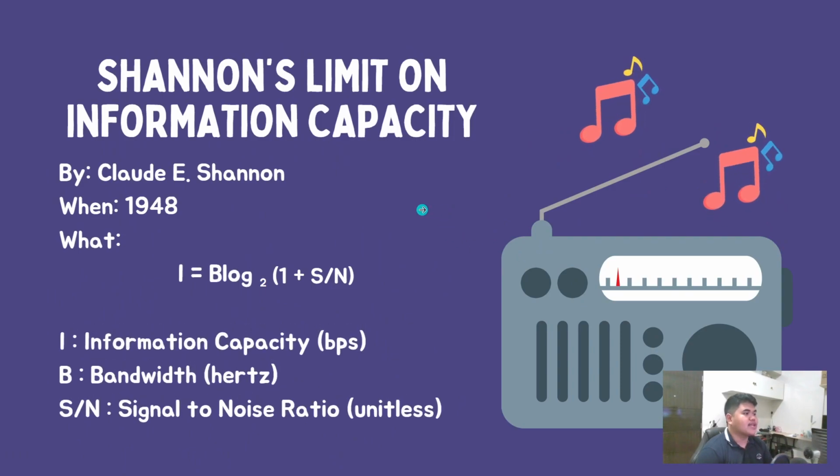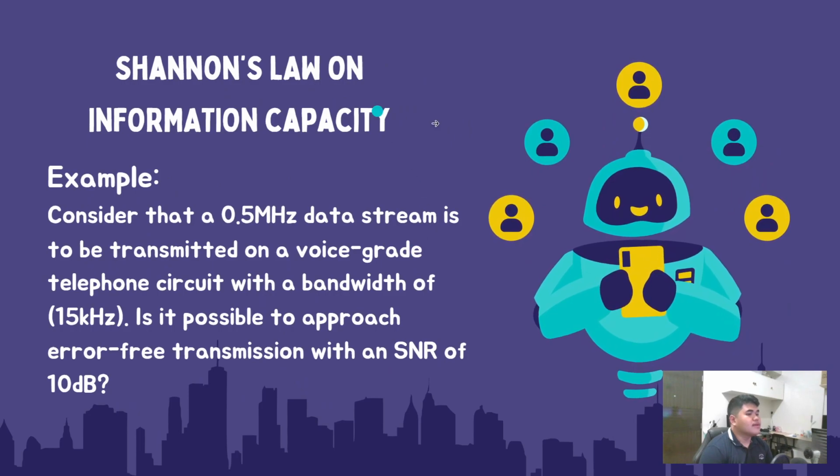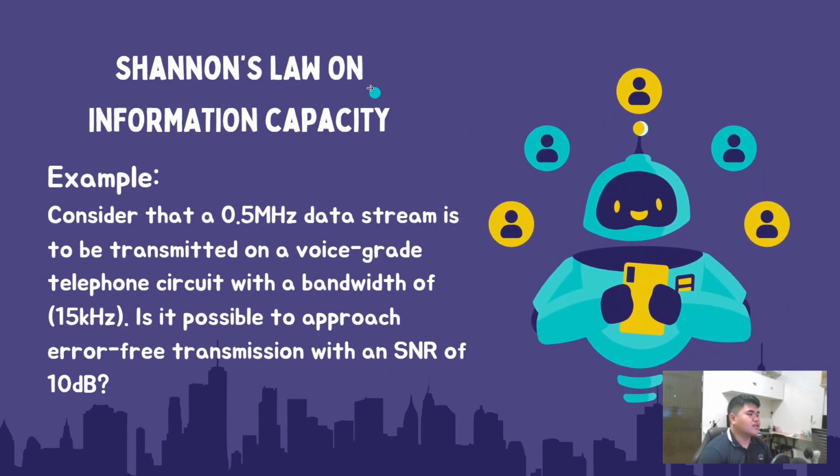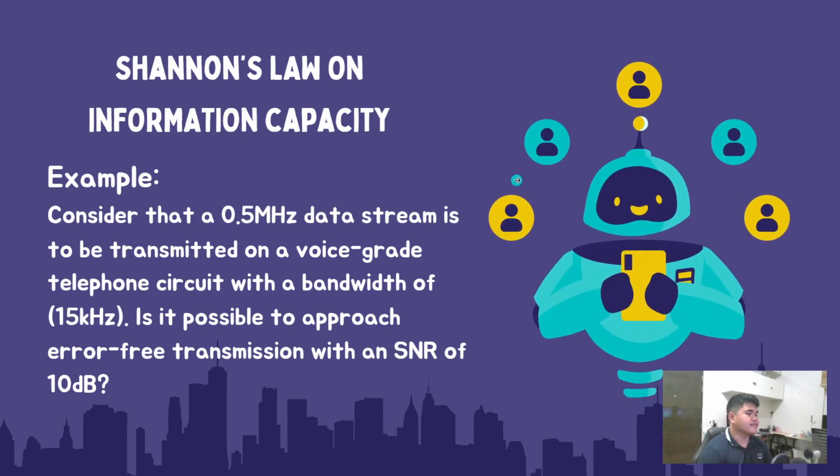Now let's move on to Shannon's limit on information capacity. This was made by Claude E. Shannon in 1948. According to Shannon's limit, I, which is information capacity, is equal to B, which is bandwidth, times log base 2 of 1 plus S over N, which is signal-to-noise ratio. To further understand Shannon's law on information capacity, we will solve a few examples.